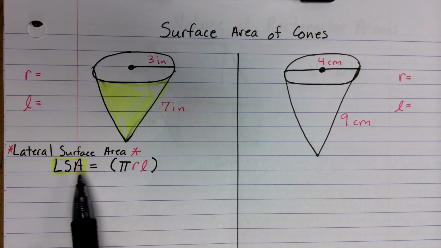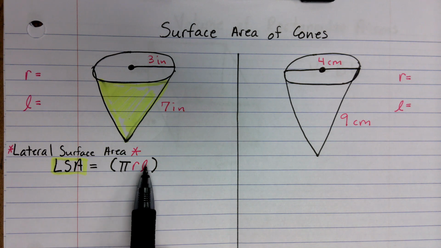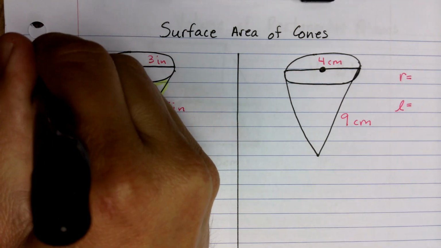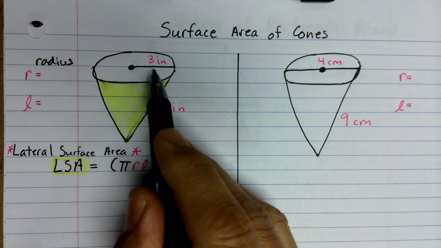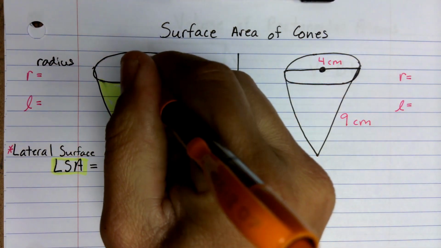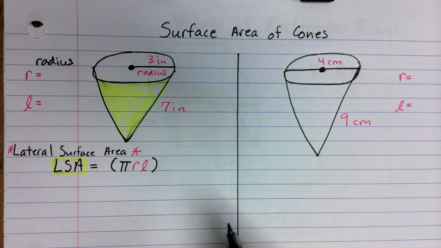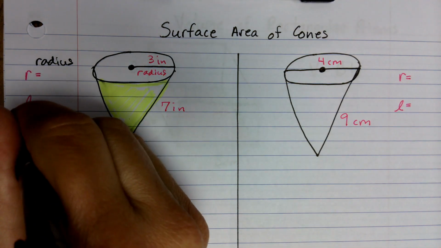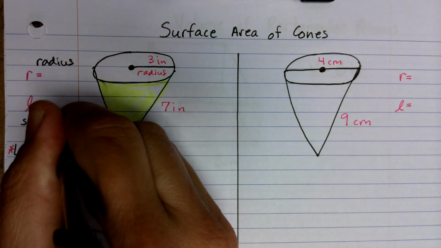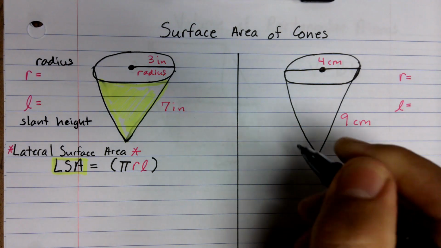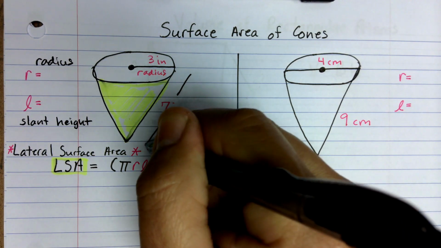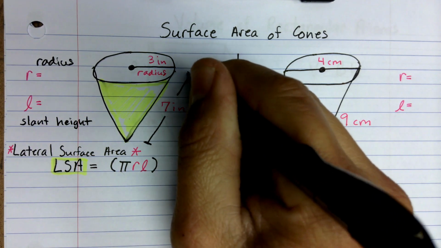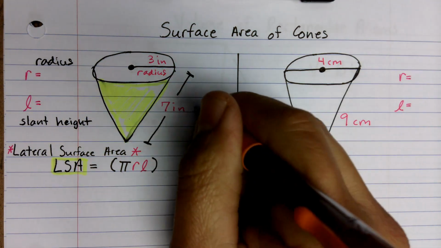Notice our formula for LSA, our lateral surface area, is pi times r times L. And we're going to go ahead and talk about what those things are. R is just your radius. And that can be found by going from the center of the shape over to the edge on its circular base. So I'm going to fill this in, radius. And when it comes to L, L is the slant height. And the slant height is going to be this value, from the highest point on it, the tip, all the way down to its circular base. That's going to be L.